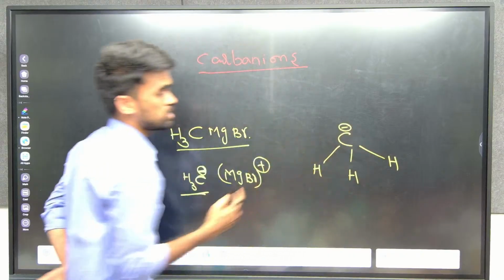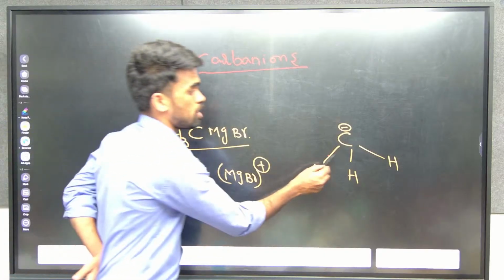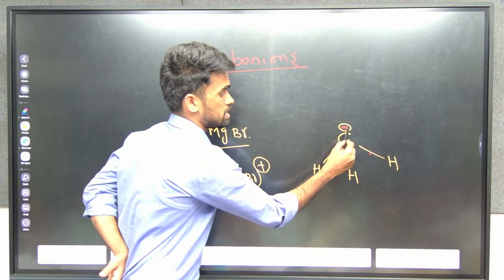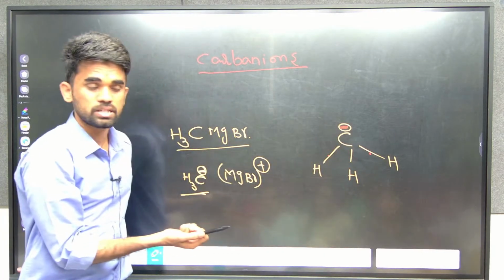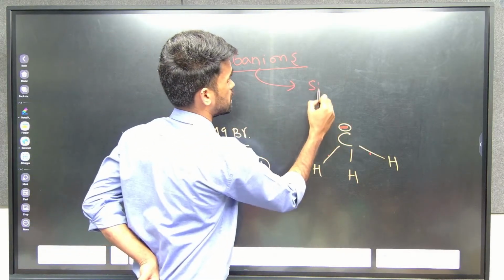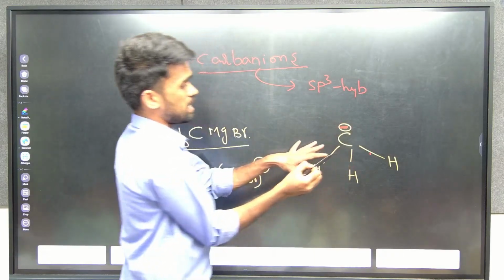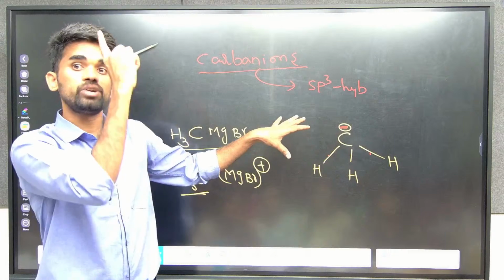So what is the hybridization of this carbon, they will ask. 3 sigma bonds with 1 negative charge. Negative charge is nothing but a lone pair of electrons. So carbon anions have sp3 hybridization. The structure is almost similar to the ammonia structure.